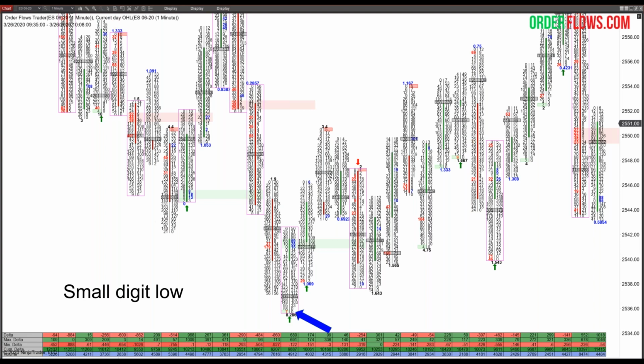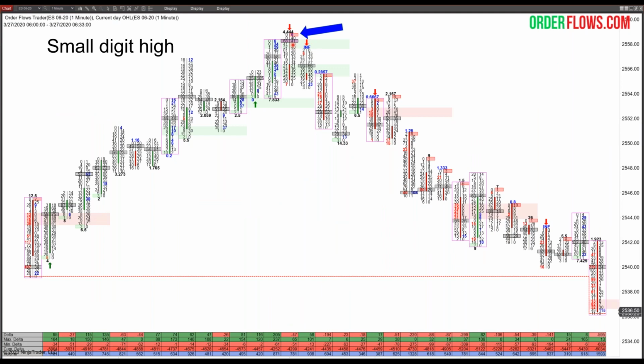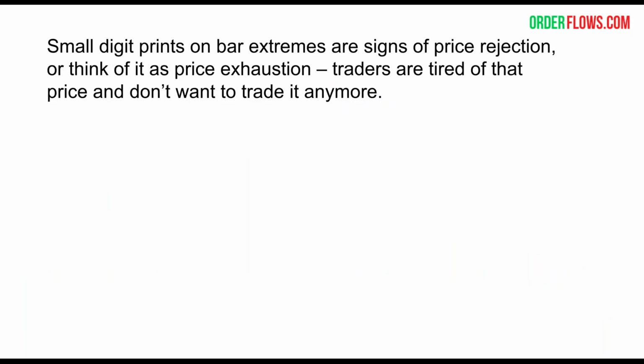Here's that another example at the high, right? Then you start putting it together with other things, right? You got a bearish prominent point of control. You got your small print up here, and it's a nice move down. I mean, oftentimes traders like to have big fancy mathematical formulas and programs. All you gotta do is look at a chart, right? Small digit prints on bar extremes are a sign of price rejection. Or you could think of it as price exhaustion. Traders are tired of that price and don't want to trade it anymore.